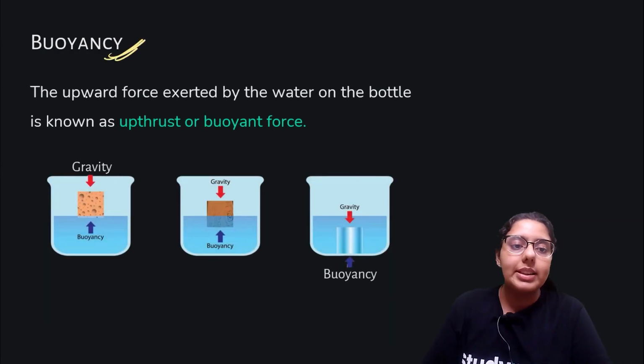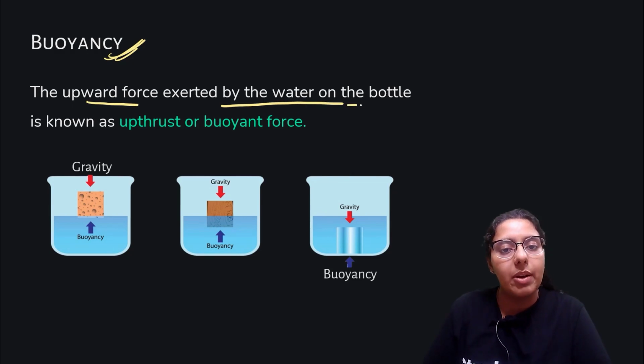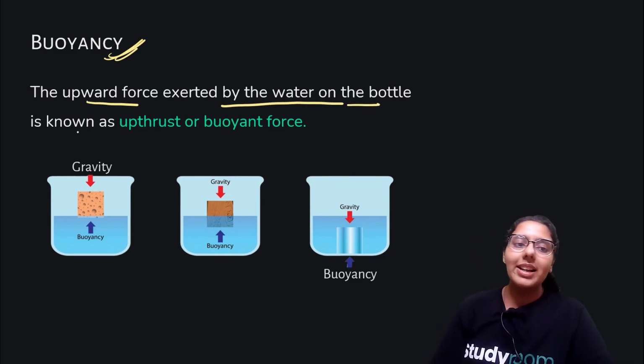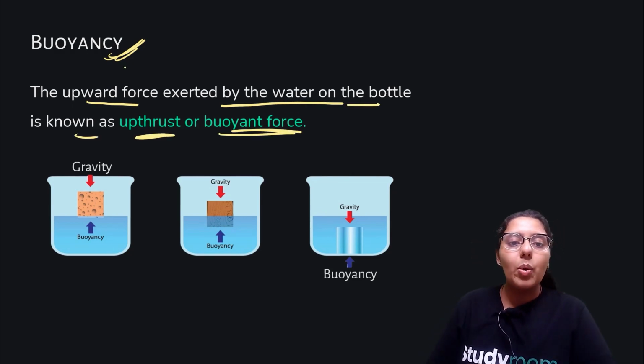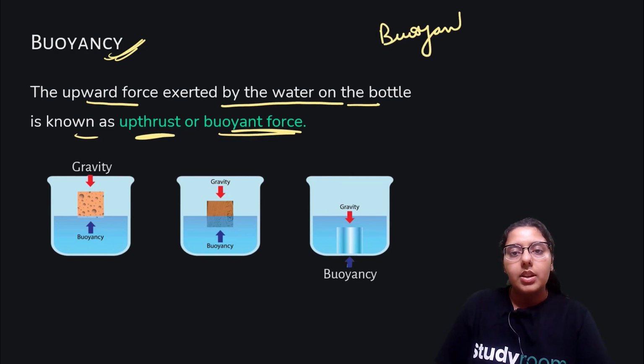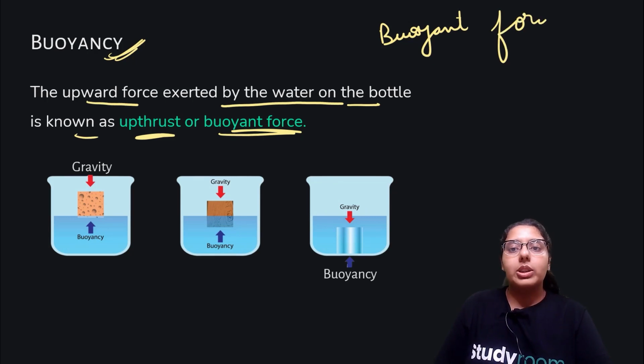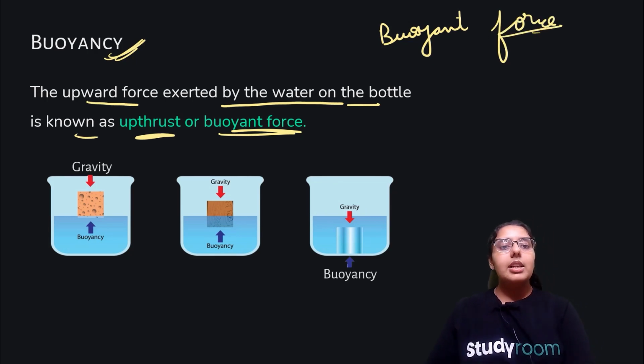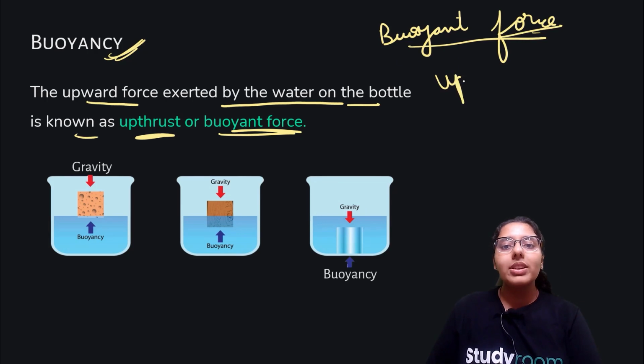So let's study quickly about buoyancy. It is the upward force exerted by water on the bottle. I already told you this, right? It is known as upthrust or buoyant force. So what is your buoyant force? It is your upward force exerted by water on the bottle. And there is one more name given to it, upthrust.